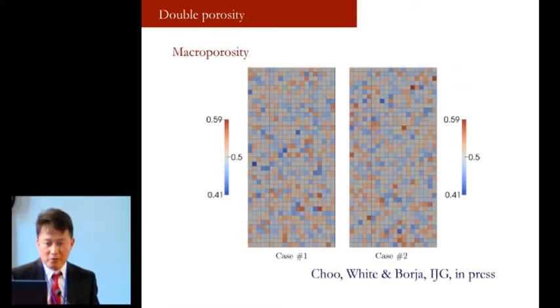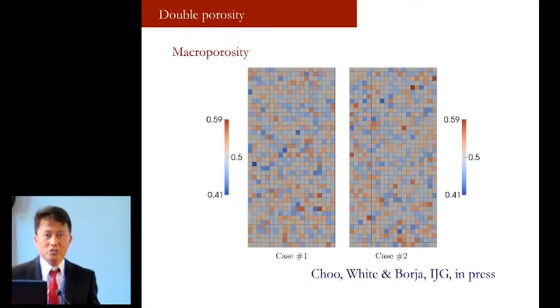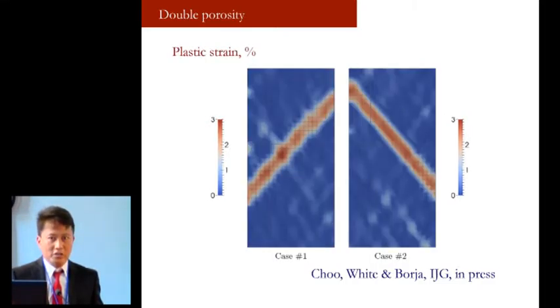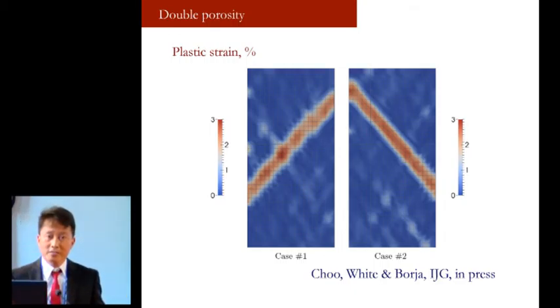And here's one example of the fact that we can actually accommodate the spatial variation of macroporosity. Case number 1 and case number 2 are 2 realizations of the distribution of macroporosity. And we employ the same vertical compression simulation. And we obtained 2 conjugate shear bands, one going this way, the other one going that way. And this simply tells us that the spatial distribution of macroporosity does influence the ensuing shear band.